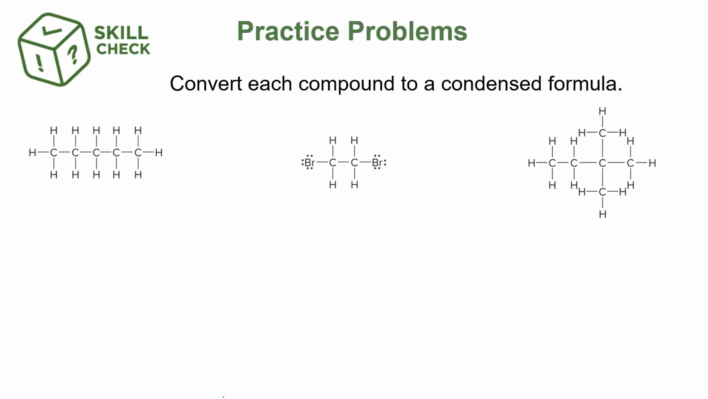So on this slide, you can take a chance and convert a couple of these to condensed formula to get some practice. I'm just going to go ahead here. These are the same groups. They're all CH2s. There's 3 of them. Then the CH3. Here we have a Br, CH2, CH2, Br. You could also write it that way.